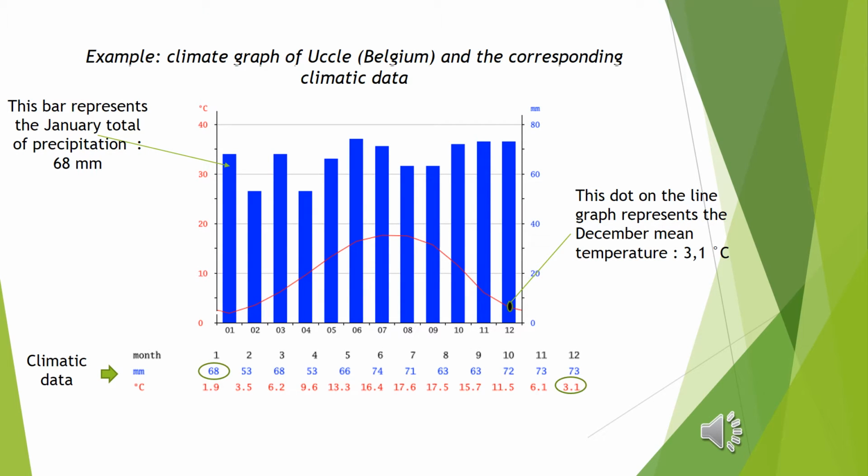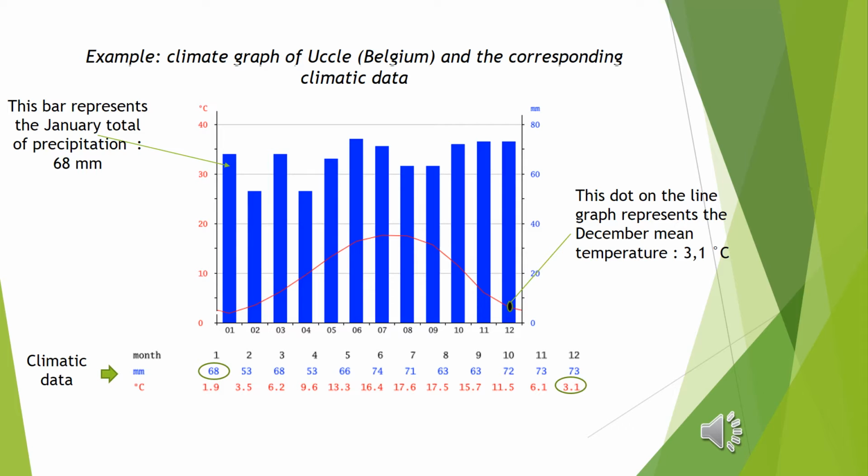So here you have an example of a climate graph. This is the climate graph of Uccle in Belgium. So you clearly see the climate graph, and at the bottom of the slide you also see a table, a set of data. So for each month of the year, you will have the monthly totals of precipitation and also the monthly mean temperatures. And this is what you need to use to draw your own climate graph.